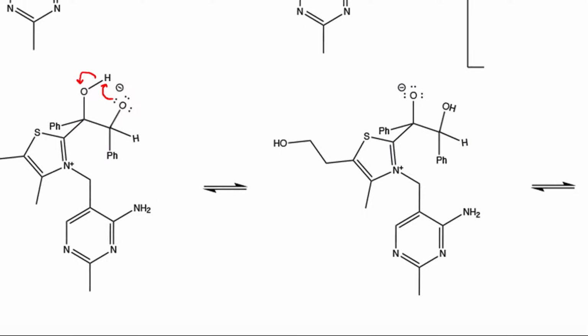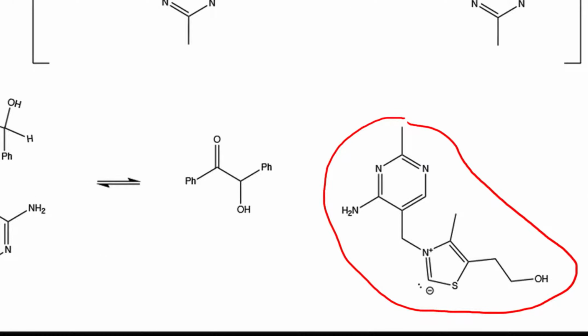Next, the lone pairs on this oxygen reform our pi bond, and we expel our thiamine as our leaving group. This regenerates our thiamine catalyst, which can go ahead and react with more benzaldehyde molecules and form our desired product, benzoin.